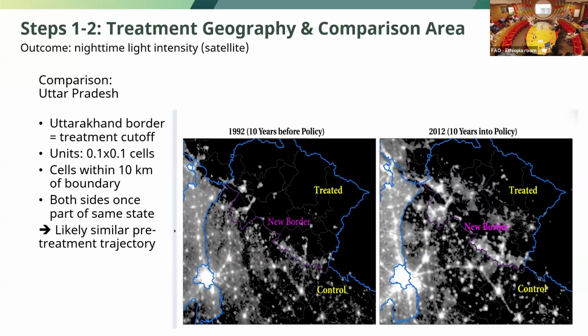This is the one that got the policy. It was formed from this bigger state down here. And so this is going to form our control group. And so the boundary between these is our treatment cutoff, right? So here we've defined our treatment geography.